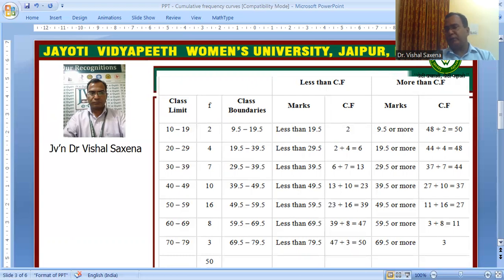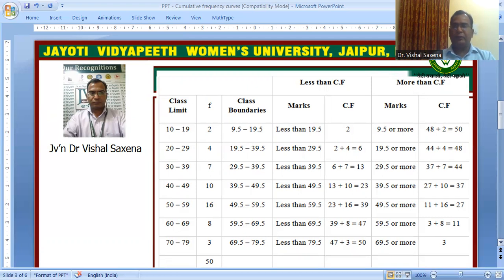Because these are the points here, 19.5, 29.5, 39.5, first we have to take these points, and the cumulative frequencies along the y-axis, which will be shown there. Now the points are 19.5, 2, then 29.5, 6, and 39.5, 13, 49.5, 23, 59.5, 39, 69.5, 47, and finally 79.5, 50.